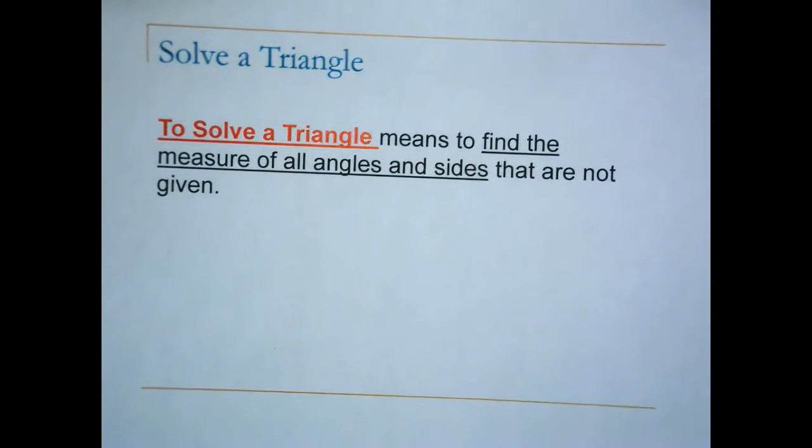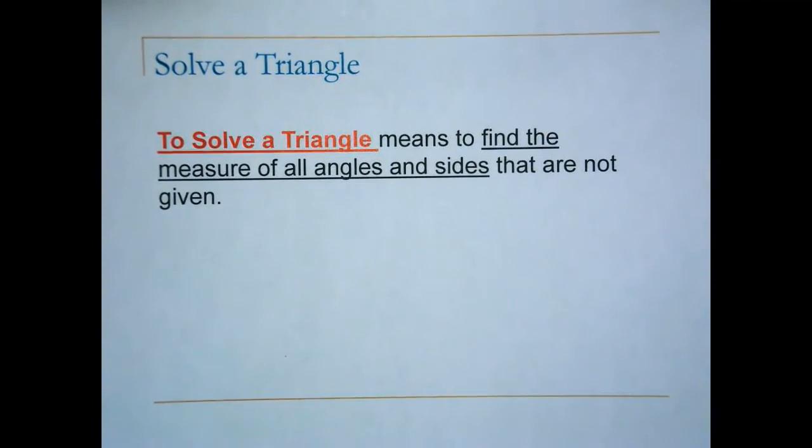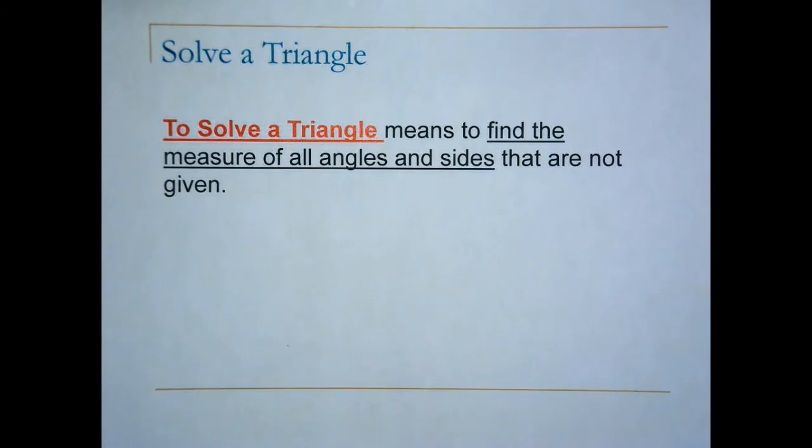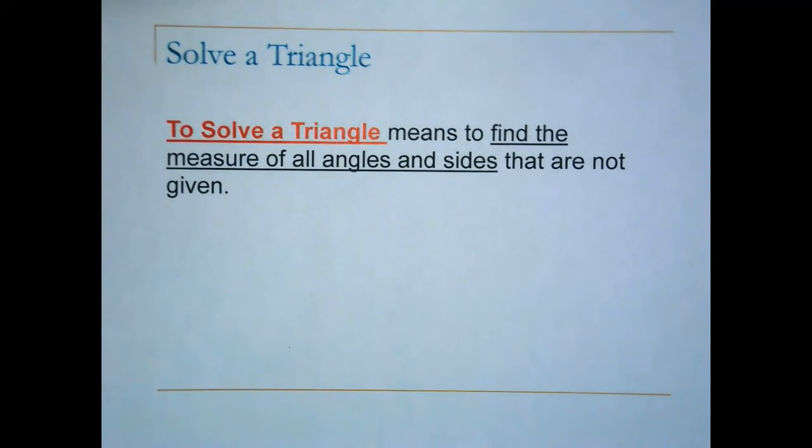For the last example of the lesson, sometimes you are going to be asked to solve a triangle. What it means if they ask you to solve a triangle is that you have to find all the angles and all the sides. So whatever is not known, you have to find it. And that's what it means by solving a triangle. So let's look at the example and see how we can do this.